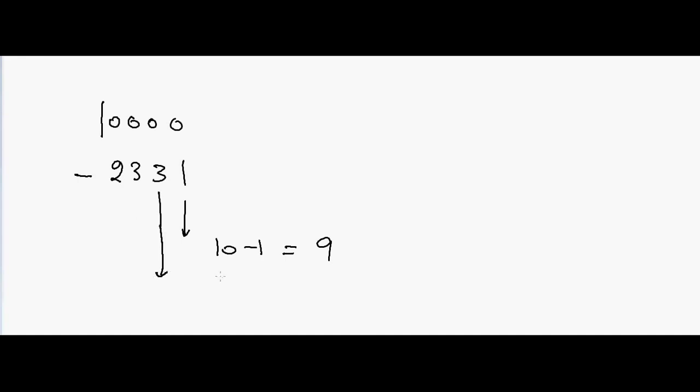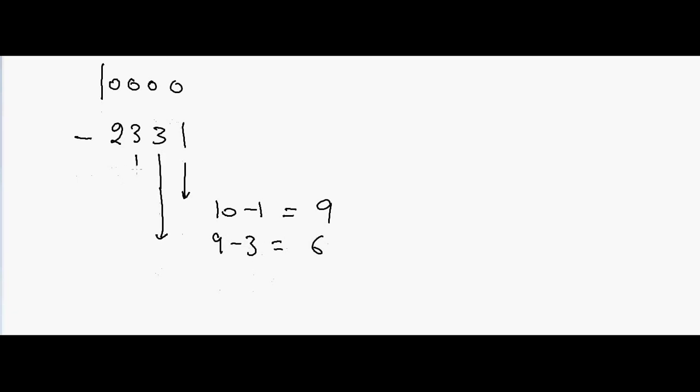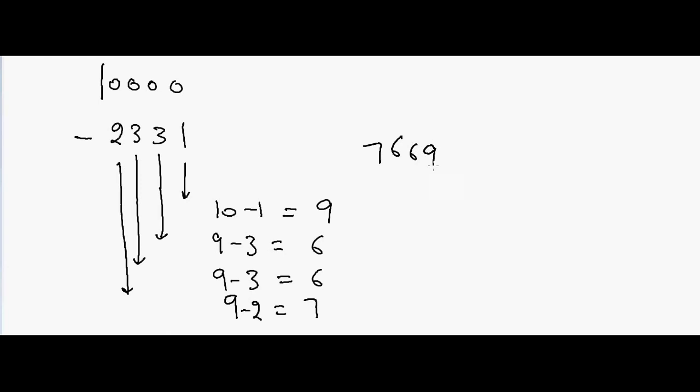So 10 minus 2 is equal to 8... Let me follow the spoken steps: 9 minus 3 is equal to 6. Then I'll take the next 3. So 9 minus 3 is equal to 6. And then I'll take the 2. So 9 minus 2 is equal to 7. So the answer will be equal to 7669. So we can do the same thing for much larger numbers, but here is the approach, and I hope this trick helped. I'll see you in the next trick. Thank you.